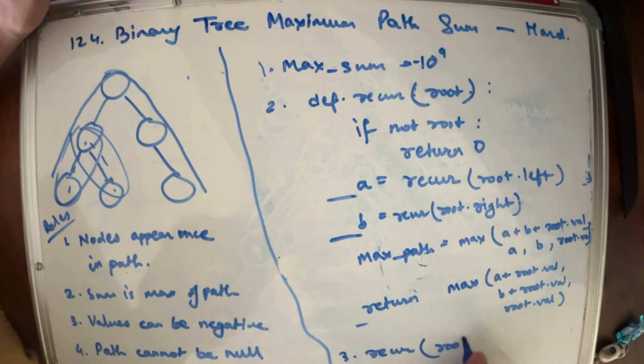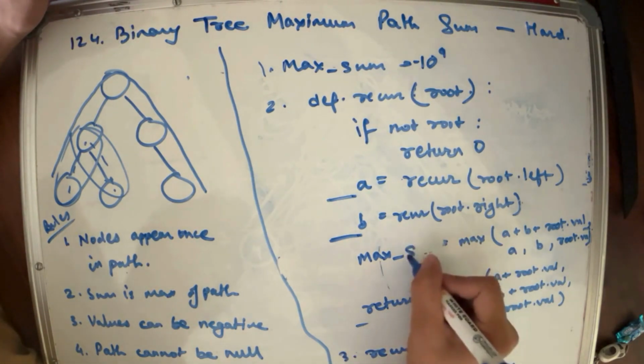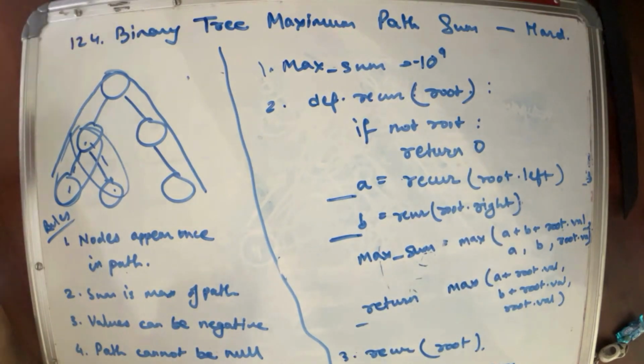So we return this. We call our recursion function, recur root, and then we return sum. Okay, so we return max sum, and our answer will be voila, correct.